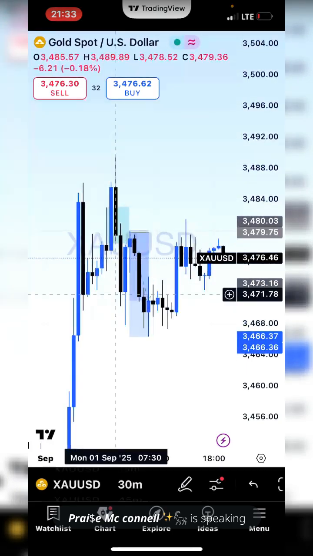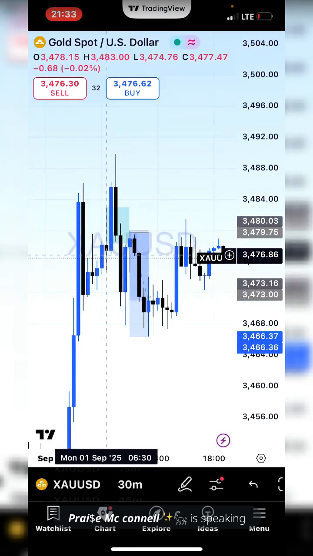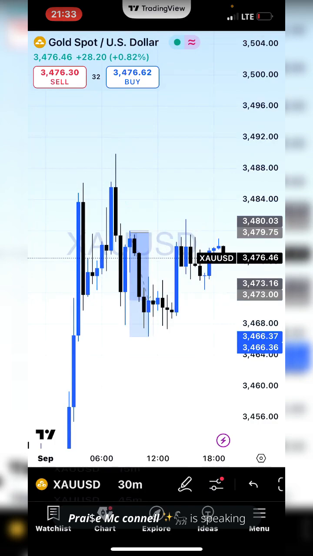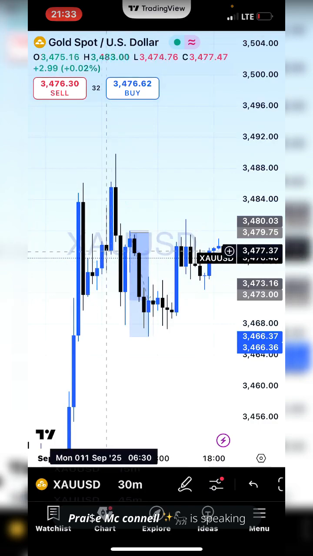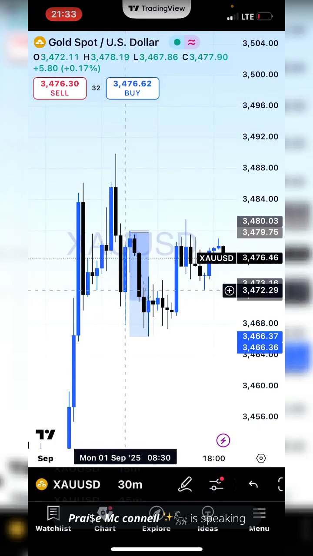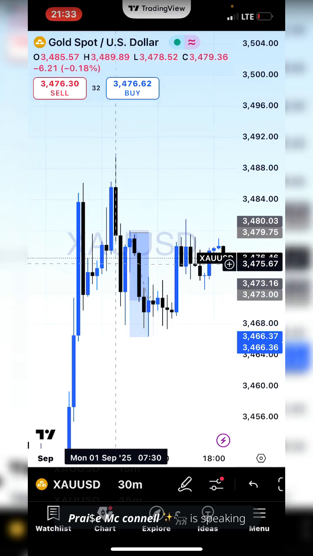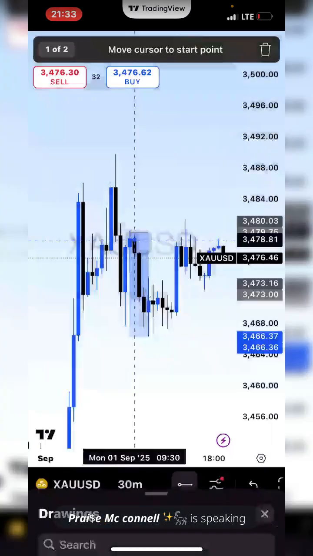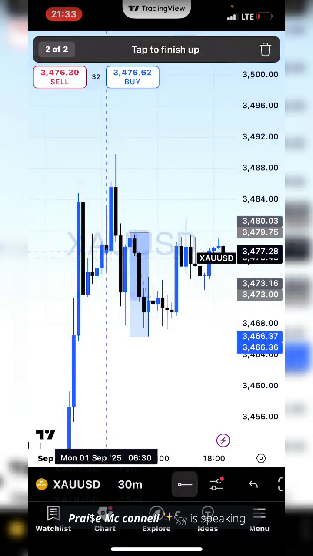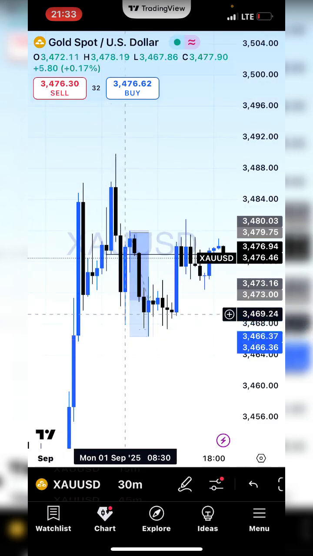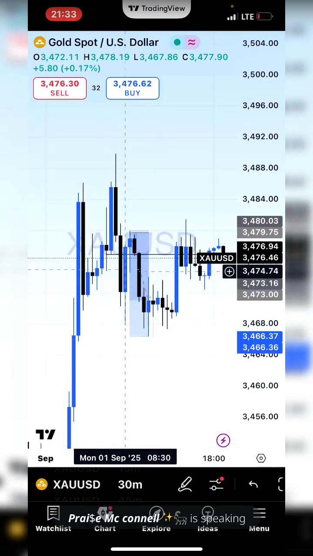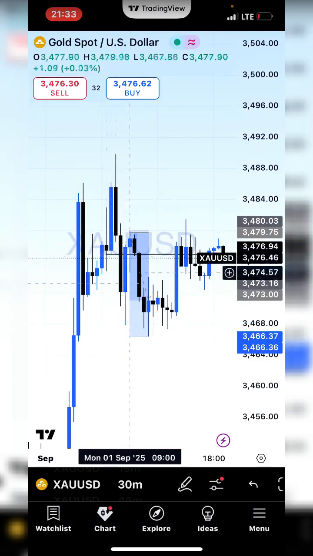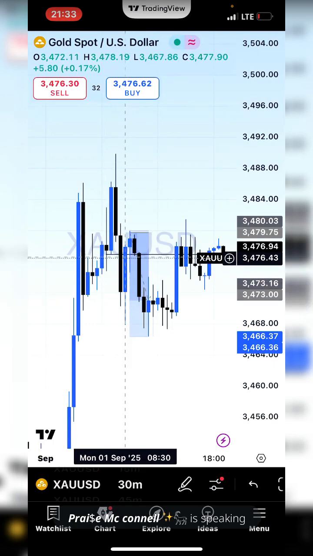So now it broke this new structure. Let me delete it. We now had a break of this structure here, so now I was waiting for a retest to sell. Let me mark it out to the line. So here, I was waiting for price to come here. So I'll sell. And as I predicted, price came here.